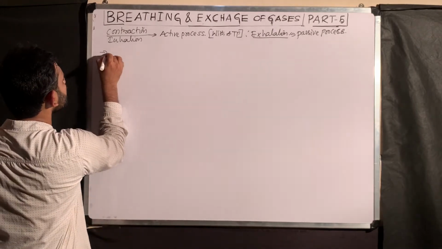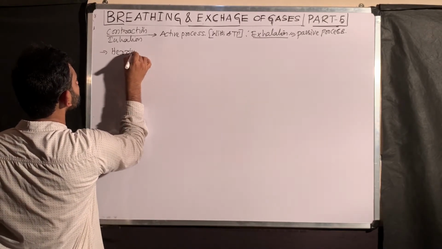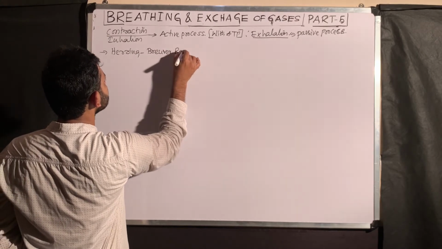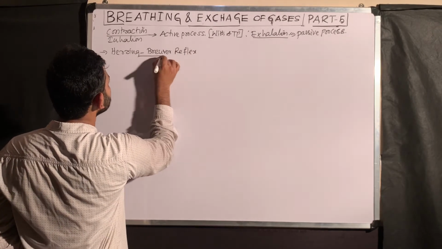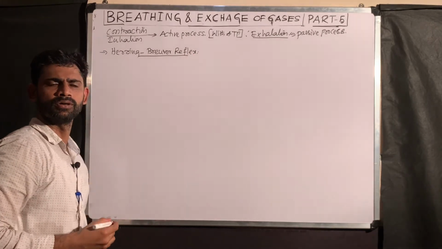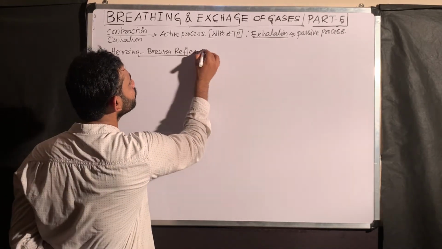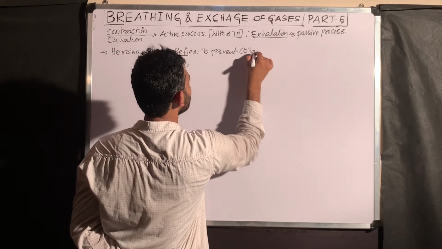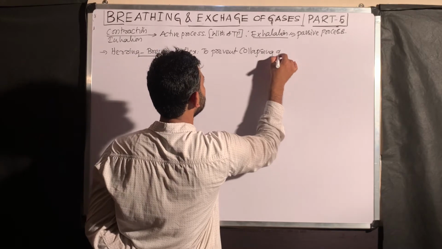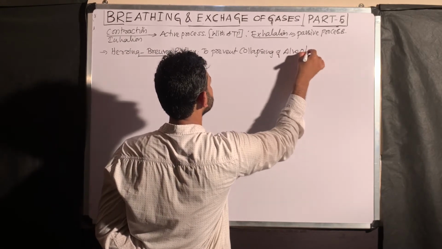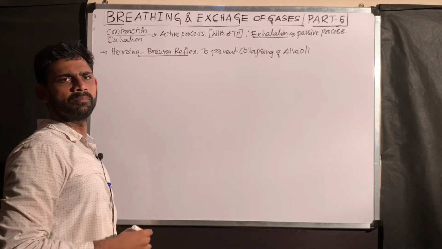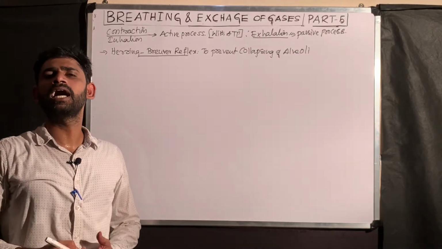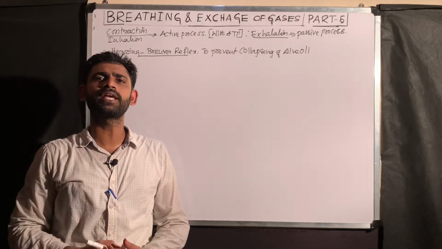The next point is related to the Hering-Breuer reflex. What does this Hering-Breuer reflex do? This reflex is to prevent the collapsing of the alveoli. I will explain. The Hering-Breuer reflex is to prevent the collapsing of the alveoli because of forced inhalation.